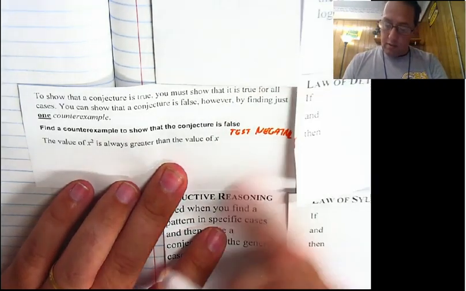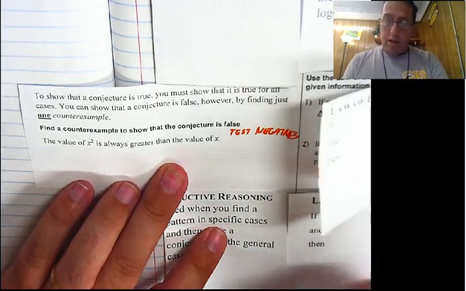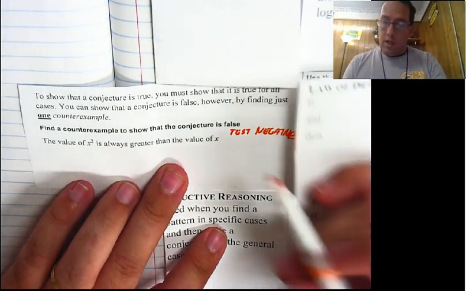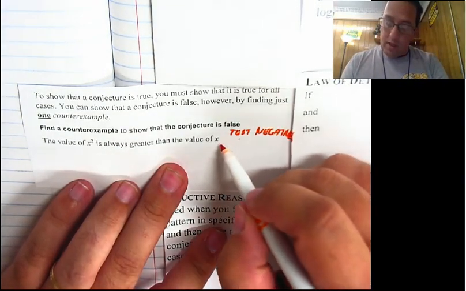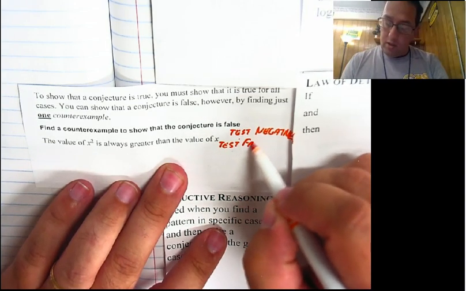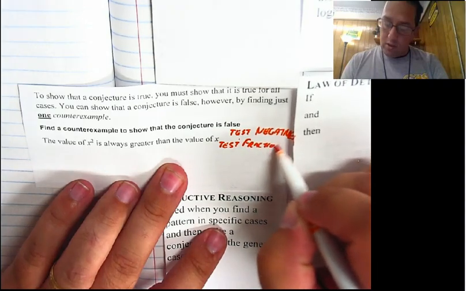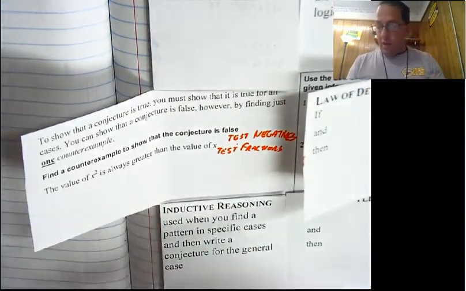Test negatives. That's going to throw it off most often. The thing that will throw it off other than negatives will be to test fractions. So let's try negative numbers and see if that will throw this off.